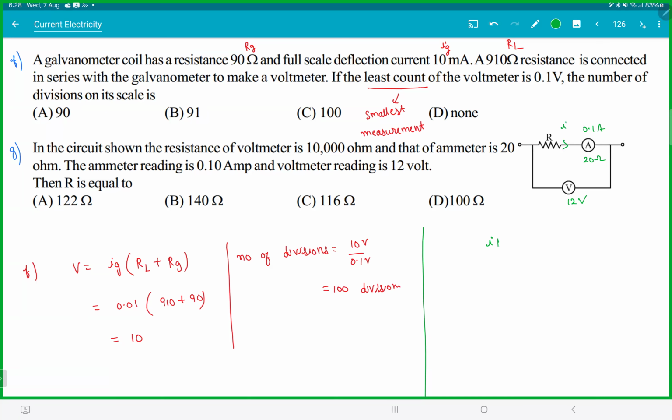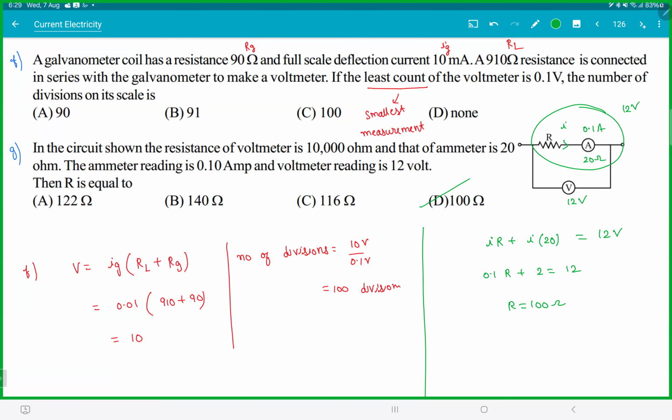So I into R plus I into 20 ohms must be equal to 12 volts, isn't it? Because the voltmeter is in parallel, the voltage across this entire branch also must be 12 volts. And I is given as 0.1. So 0.1 times R plus 2 is 12 and R is 100. Is that making sense?